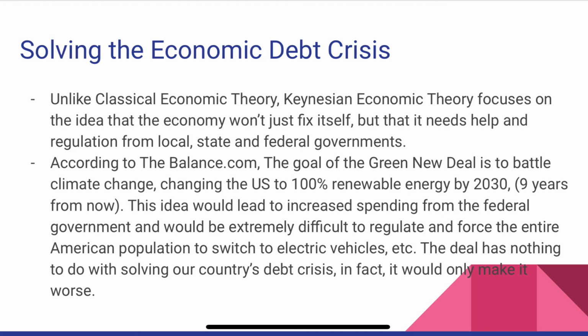According to thebalance.com, the goal of the Green New Deal is to battle climate change, changing the U.S. to 100% renewable energy by 2030, 9 years from now. This idea would lead to increased spending from the federal government and would be extremely difficult to regulate and force the entire American population to switch to electric vehicles, etc. The deal has nothing to do with solving our country's debt crisis. In fact, it would only make it worse.